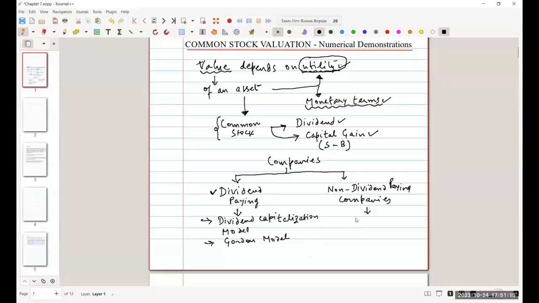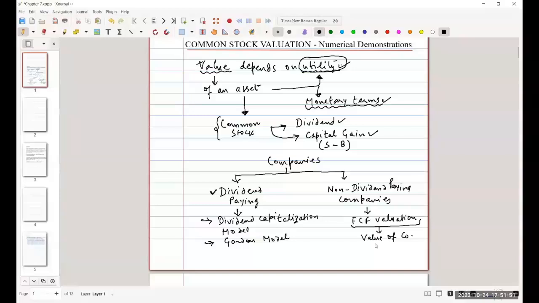So for such companies, what we do is we do a free cash flow valuation. And when we do a free cash flow valuation, what happens is that using the free cash flow, what we are going to arrive at is going to be the total value of the company. Instead of finding the value of the share, we will find the value of the company itself. But if you know the total value of the company, and if you divide it by the number of outstanding shares, then this value will be given to you on a per share basis.